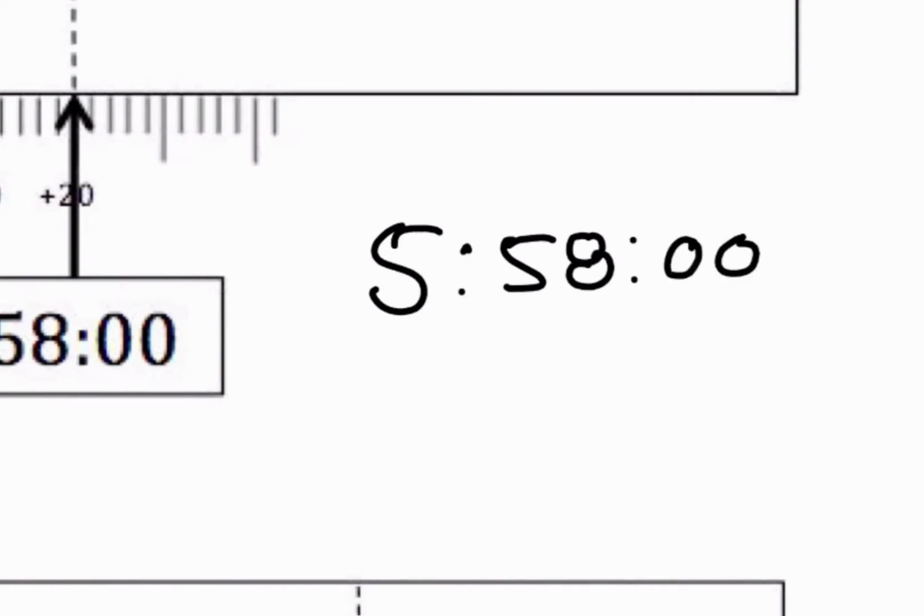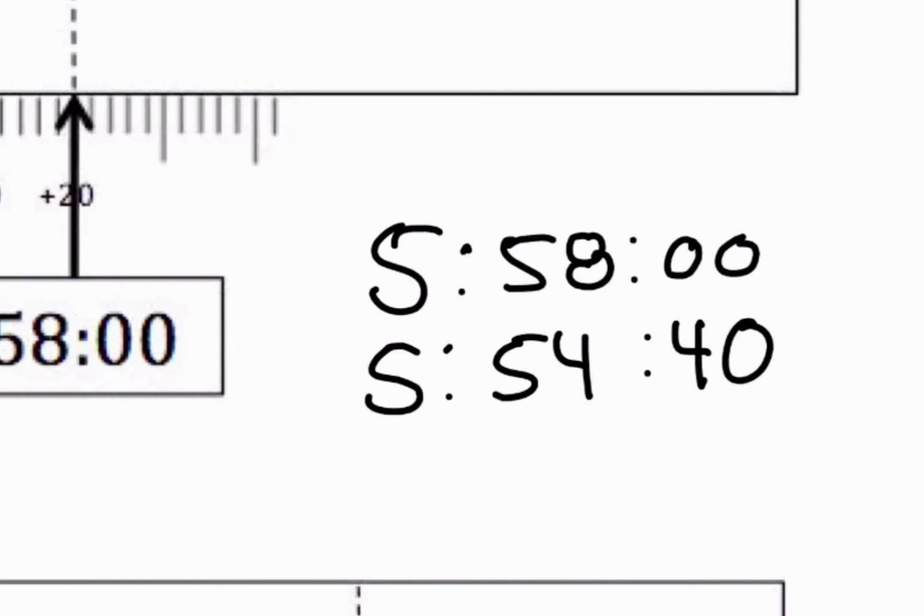So the S wave time is 5 hours, 58 minutes, 0 seconds even. And the P wave is 5 hours, 54 minutes, 40 seconds. We run into our first problem right here. If I subtract 40 from 0, I'm going to go negative 40.